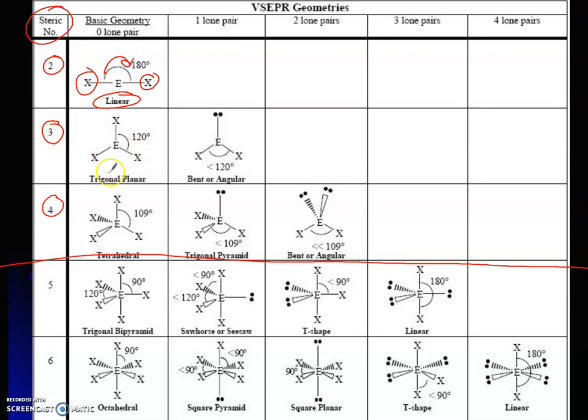3 things around the central atom is trigonal planar, or bent or angular if one of them is a lone pair. And 4 things around the central atom is tetrahedral, 109.5 degrees. If one of them is a lone pair, it's a trigonal pyramid, and if 2 are lone pairs, it's going to be bent or angular. You don't need to know the 5 or 6 ones right here.